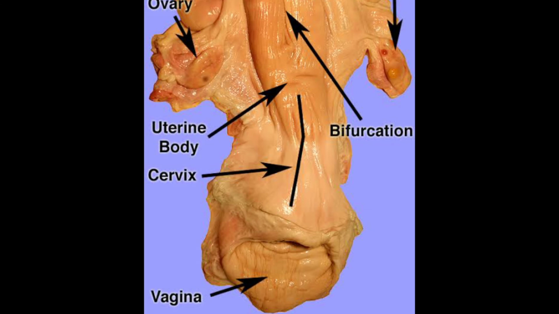So let's proceed to the uterus. The body of the uterus of the cow is short and poorly developed, while the uterine horns are relatively long and well developed.